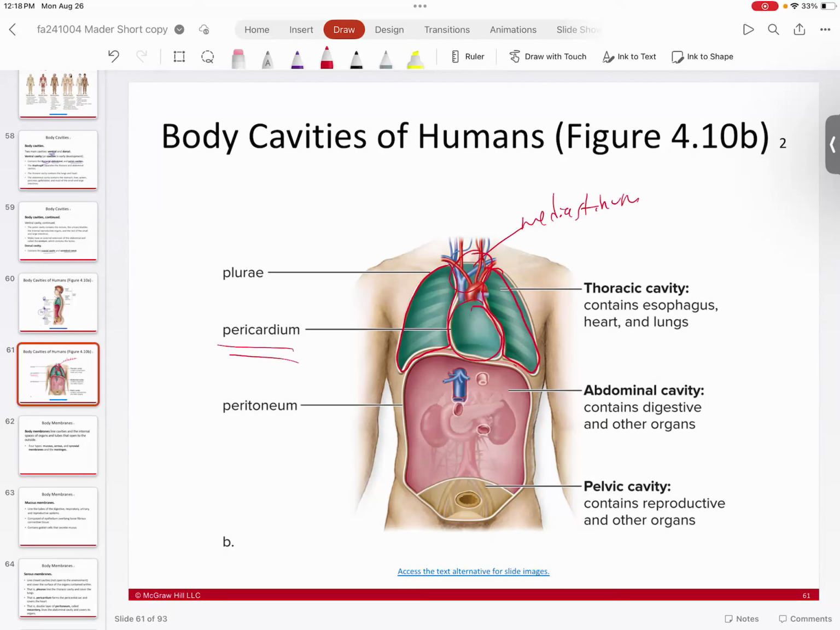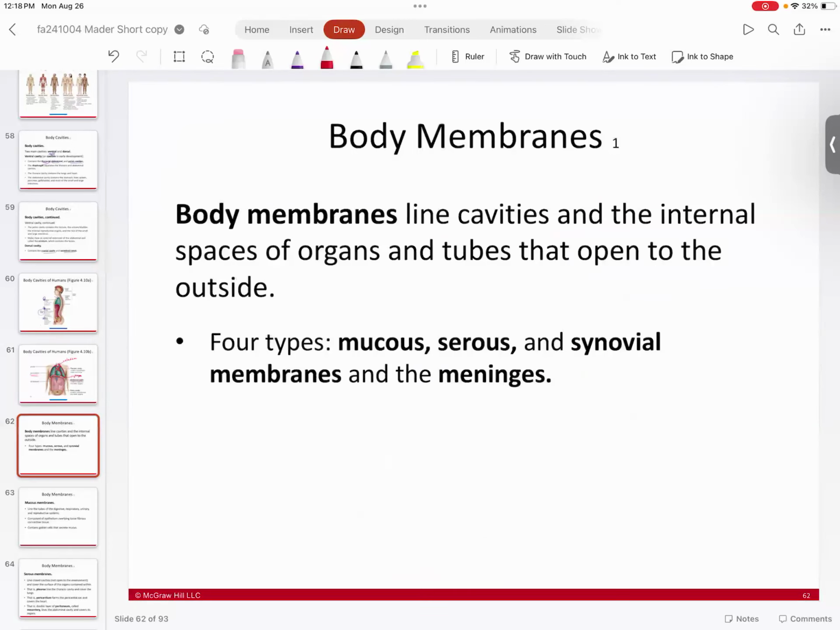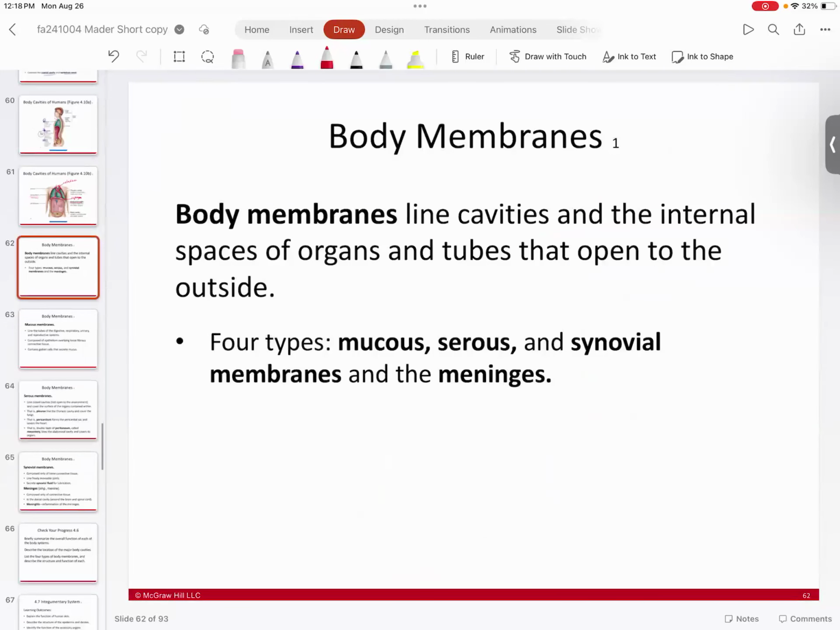Then you have your diaphragm right here. And then you have your abdominal cavity, which houses all of your stomach, small intestines, and so forth. And then below your abdominal cavity, you have your pelvic cavity, where you're going to find your reproductive organs. So we'll take a closer look at how those are broken up as we get to those cavities.